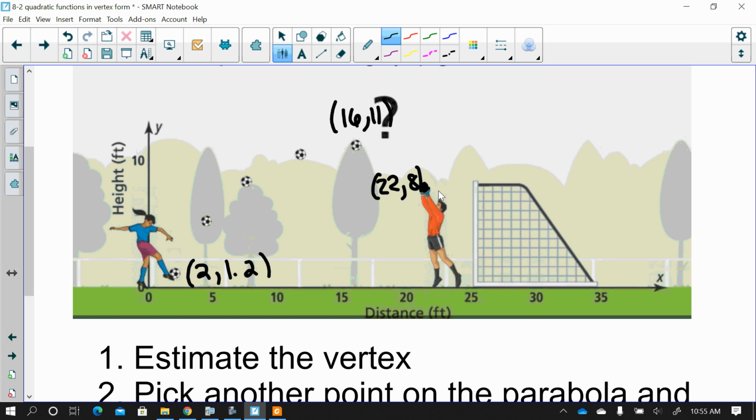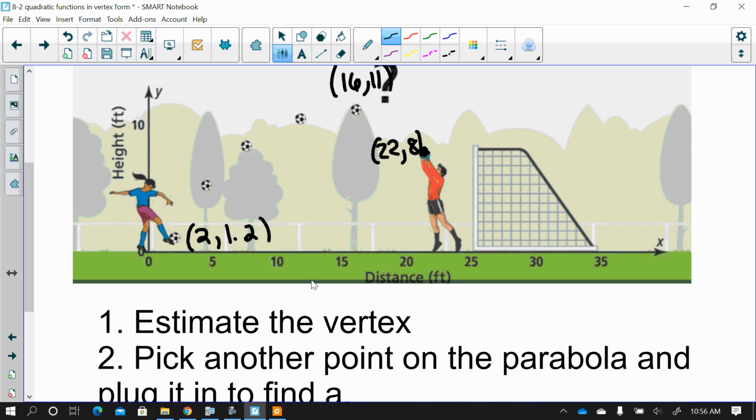Okay, we were told that Deshaun, or this guy, is 3 feet in front of the goal, so 25 minus 3 gives me a 22. And I know the goal is 8 feet high, so he can reach that. So I know he's at the point 22, 8. Okay, but I don't know if he's on the parabola or not. Another point I estimated was just right here at the starting point, okay, 2, 1.2.